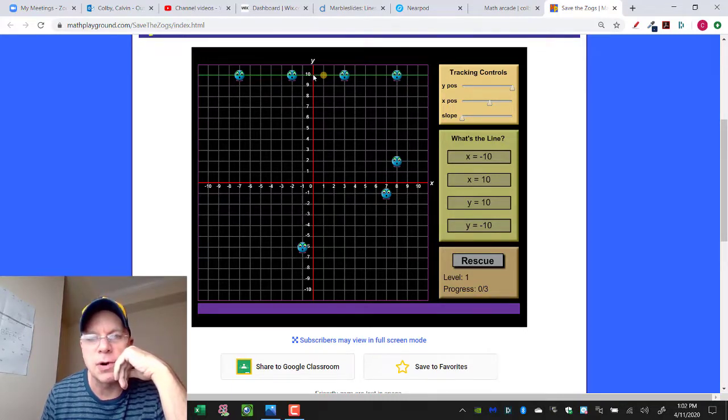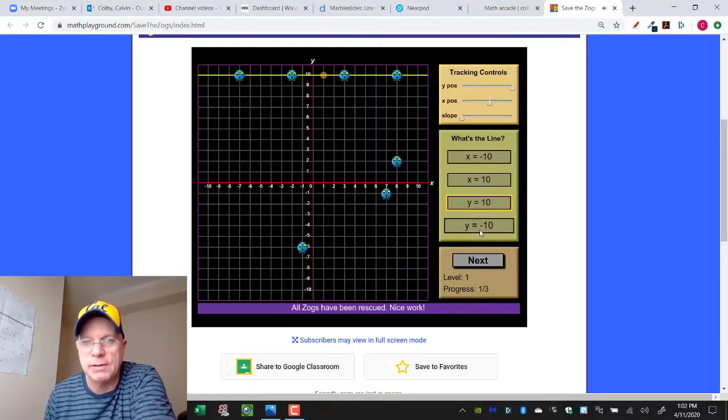And the slope is 0. So if I'm thinking about y equals mx plus b, that would be y equals 0x plus 10, or just y equals 10. So if I think I have the right equation, then I hit rescue, and it will verify it.